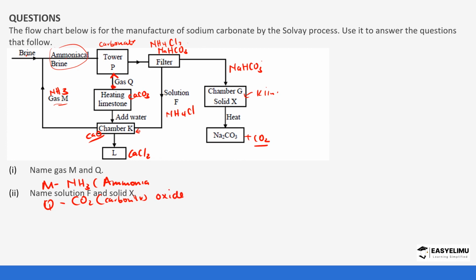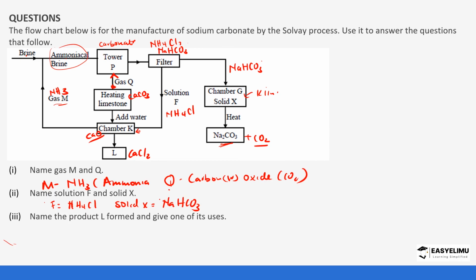And then name solution F and solid X. So let's look at where solution F is. Solution F is coming from the filtering tower or from filtration. So solution F is going to be ammonium chloride, because we said the other compound is sodium hydrogen carbonate, and you can see the final product is sodium carbonate. This tells us the other one is ammonium chloride. And then solid X is going to be sodium hydrogen carbonate.